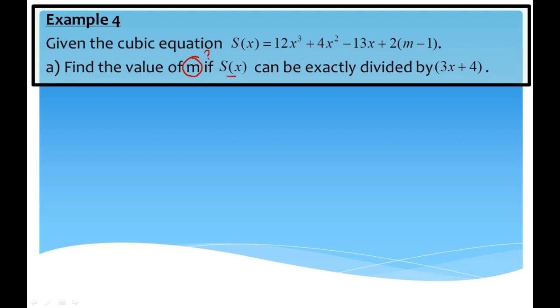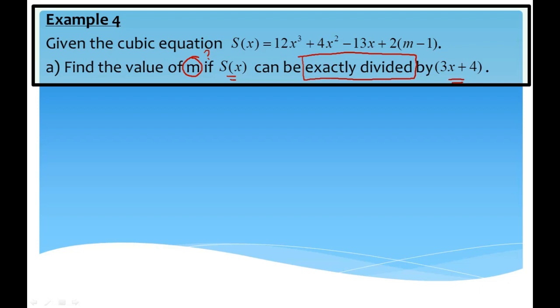When S(x) can be exactly divided by 3x plus 4, what is the meaning of exactly divided? Exactly divided, boleh dibahagikan sepenuhnya. So when we divide S(x) with 3x plus 4, it is exactly divided. That means we get to divide completely, so the remainder is zero. Our remainder is 0.